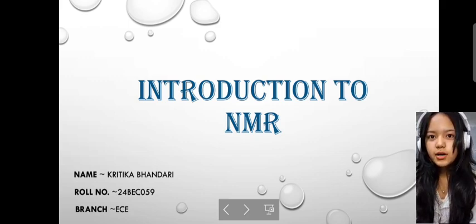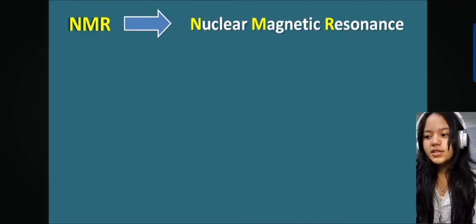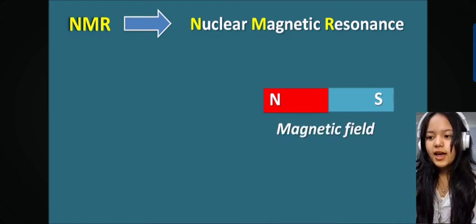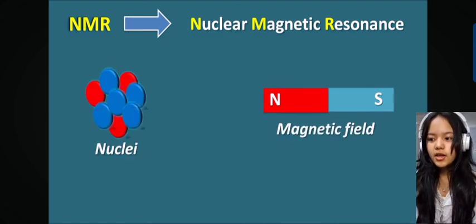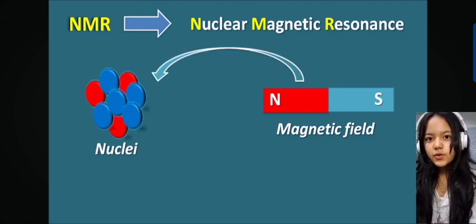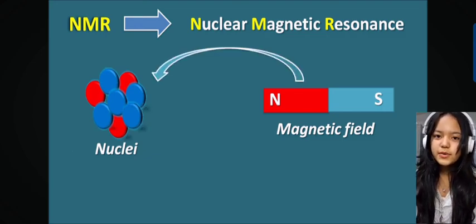So what is NMR? NMR stands for nuclear magnetic resonance. In the presence of an external magnetic field, a nucleus can have different orientations. And what is the effect of this magnetic field on the nuclei? It is going to be studied in NMR spectroscopy.